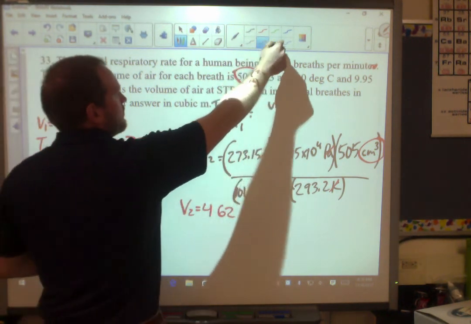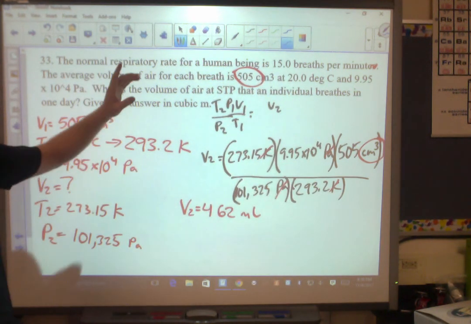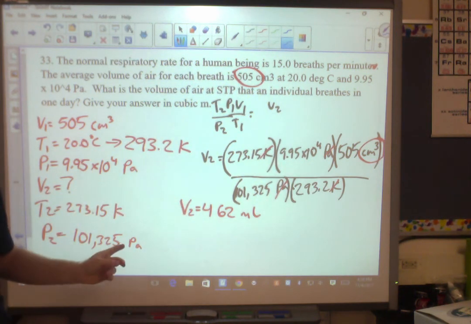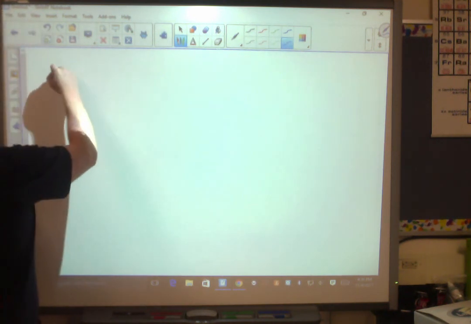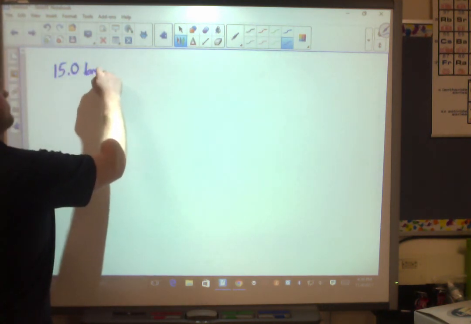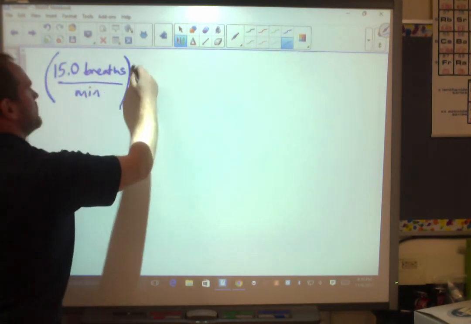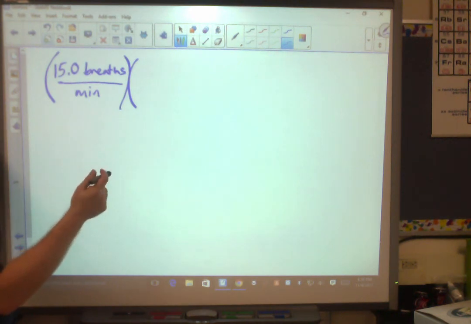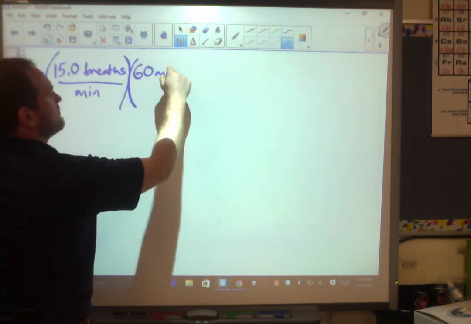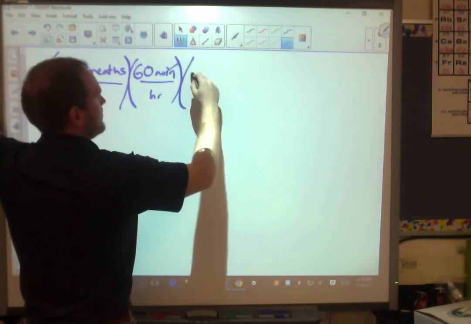I'm going to try to squeeze it in here if I can. That's going to be too tight. So we're looking for how many of these breaths you're going to take in one day. We're starting with 15.0 breaths per minute. Let's convert this into breaths per day. Well, how many minutes in a day? I don't know, but I do know how many minutes in an hour. 60 minutes per hour. Cancel, cancel. And I know how many hours are in a day.